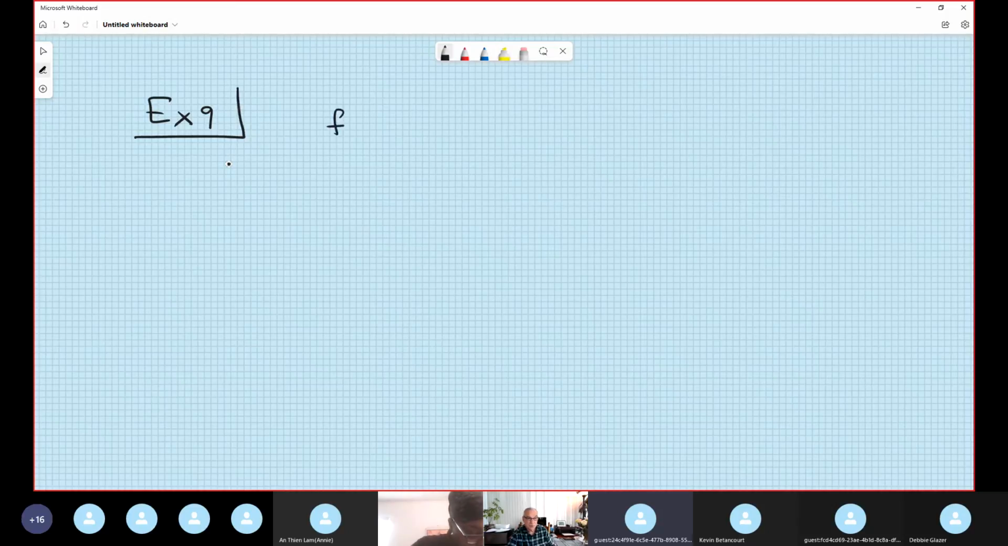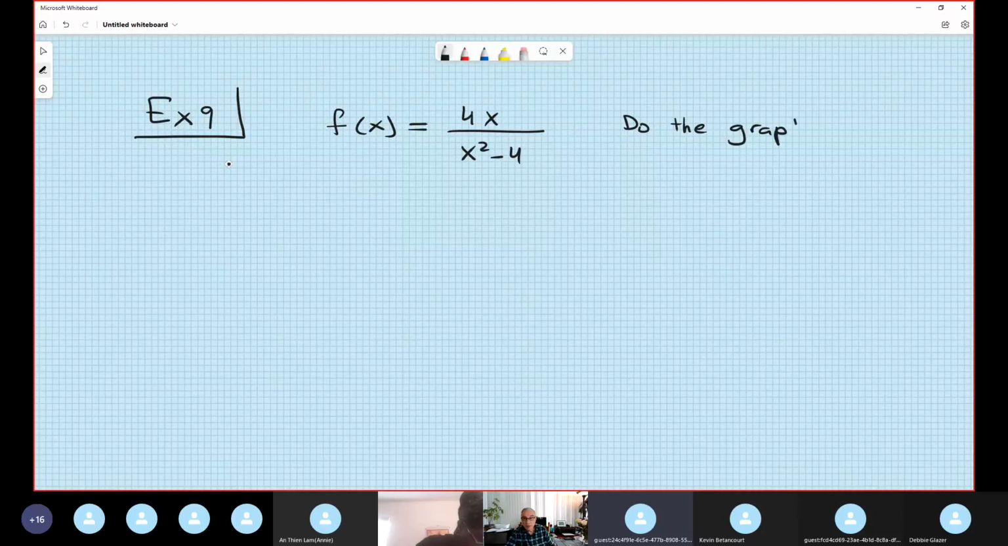The function given is f of x equals 4x divided by x squared minus 4. And the question says, do the graph. We are doing the graph by hand, and also, why not, we are checking with decimals, of course. Okay, so I don't remember anything because you guide me.